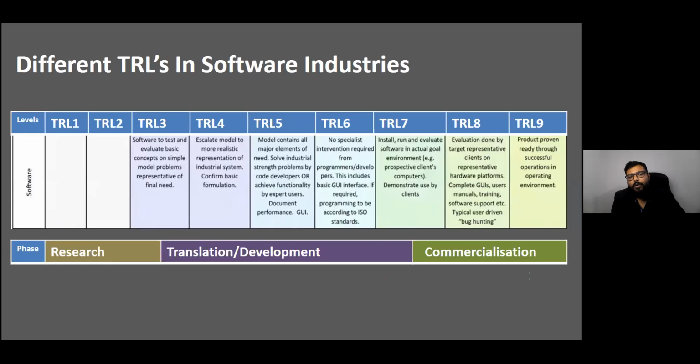And TRL 4: escalate the model to a more realistic representation. That means basically it's design work. So we know our requirement, and now we have tested as per our requirement. Now the fourth point is designing as per the requirement. And the next one is 5: the model contains all major elements of the need, right?